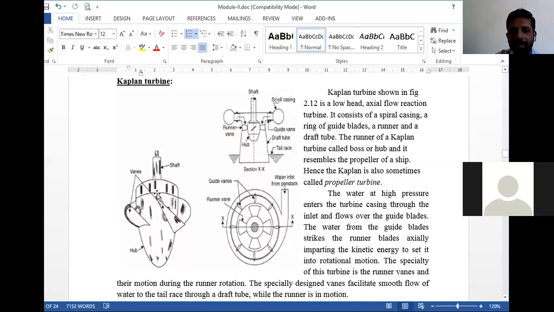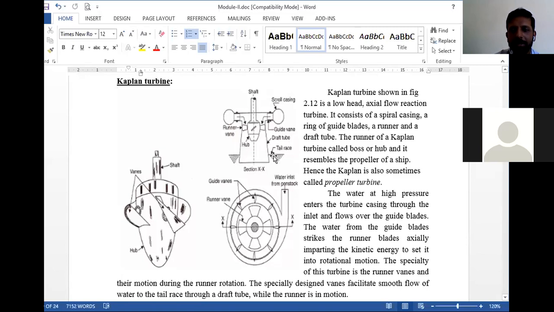So what happens at high pressure, since it flows over these turbine blades, it causes a rotational movement of the turbine, ultimately rotating the shaft also. One end of this shaft is connected to this turbine. The other end of the shaft will be connected to the generator, through which power is developed. So this is what actually happens in a Kaplan turbine.